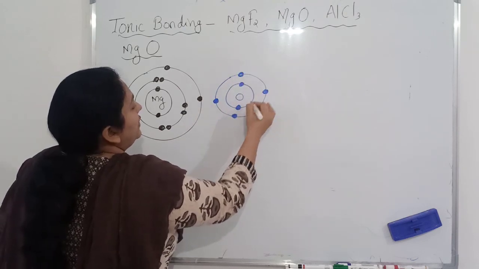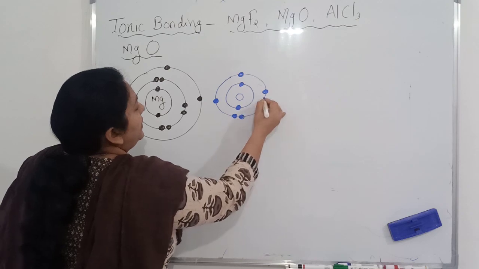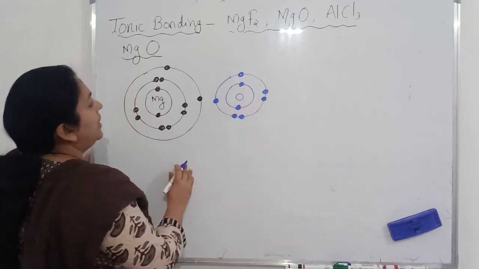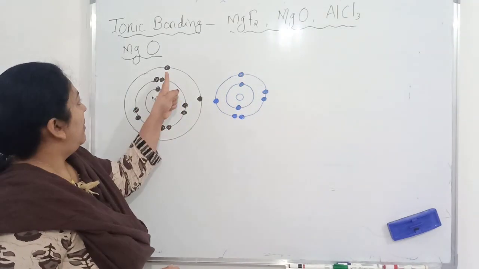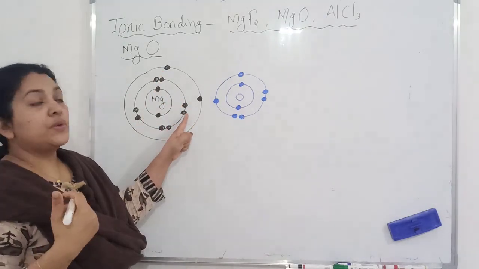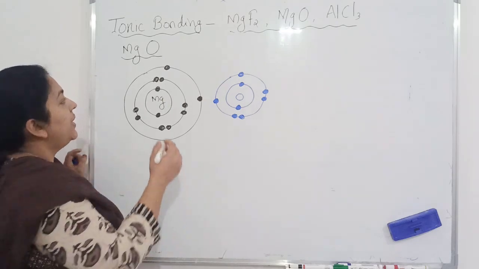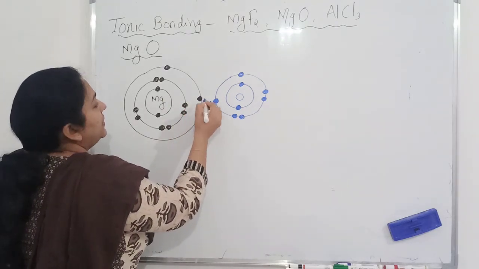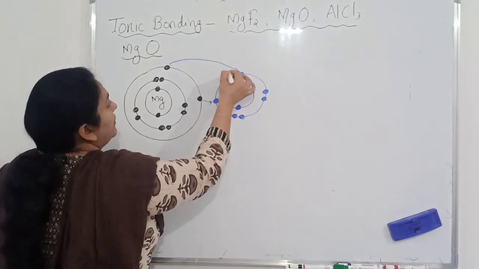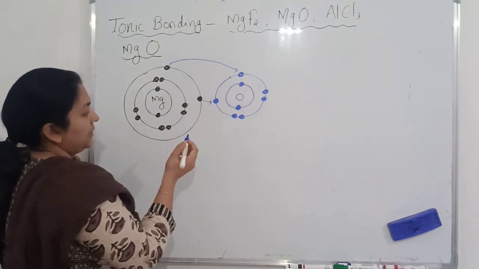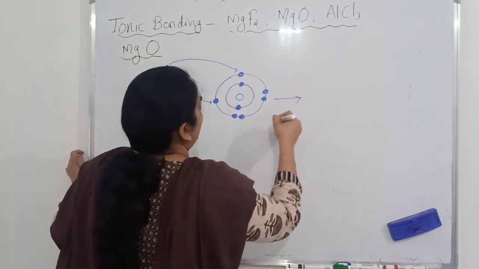4, 5 and 6. Now here in magnesium 2 electrons have to be donated, and in oxygen 2 electrons have to be accepted. So here it's very simple. This will go and pair with this one, and this will go and pair with this one. This is the resultant diagram.